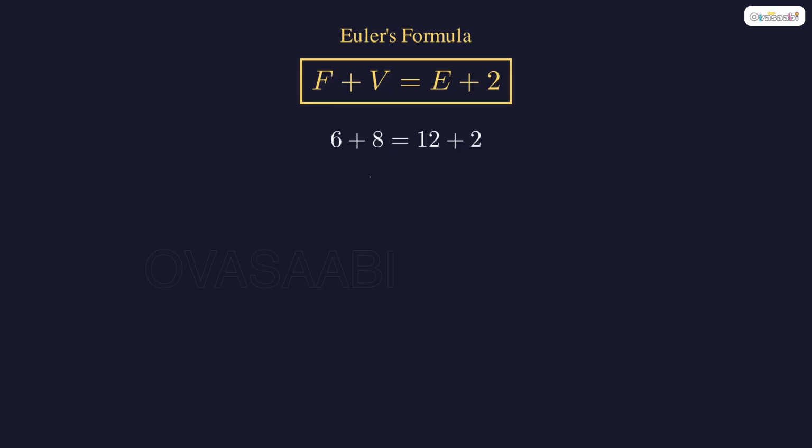Here is a magic rule by Euler. Faces plus vertices equals edges plus 2. For our cube, 6 plus 8 equals 12 plus 2. It works.